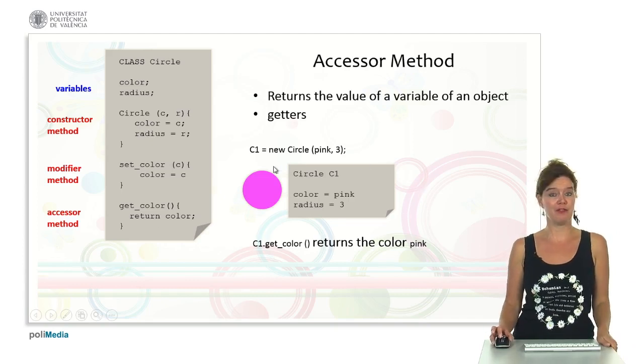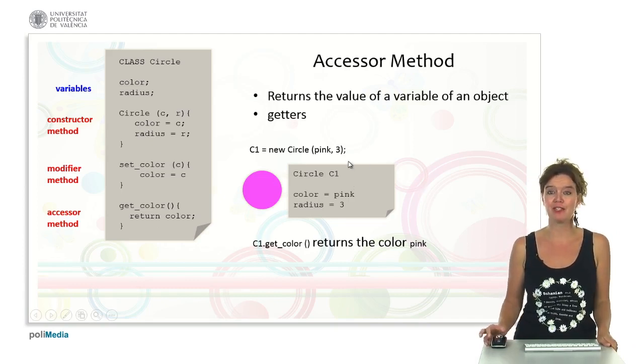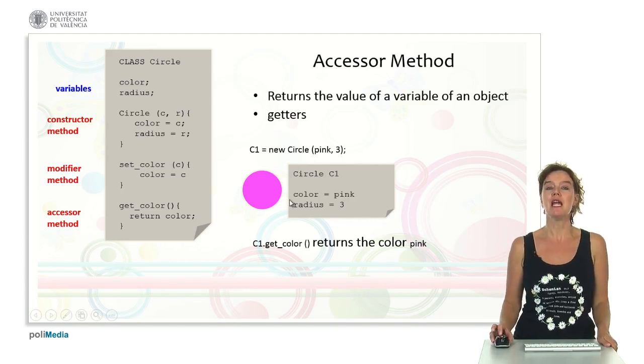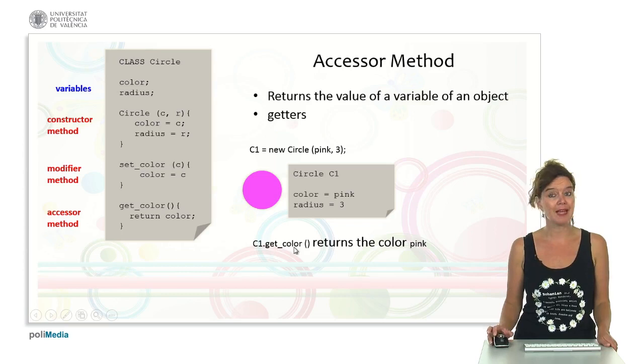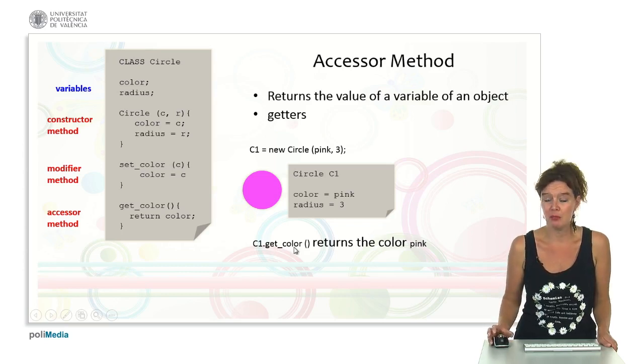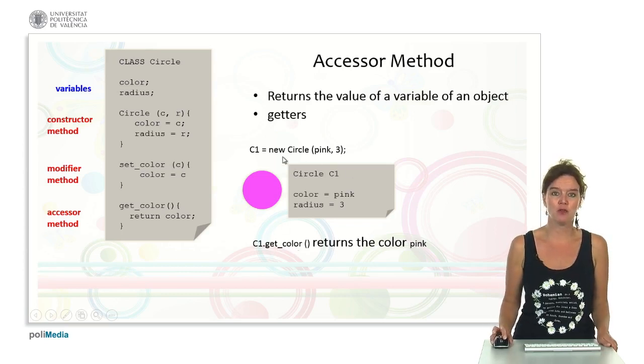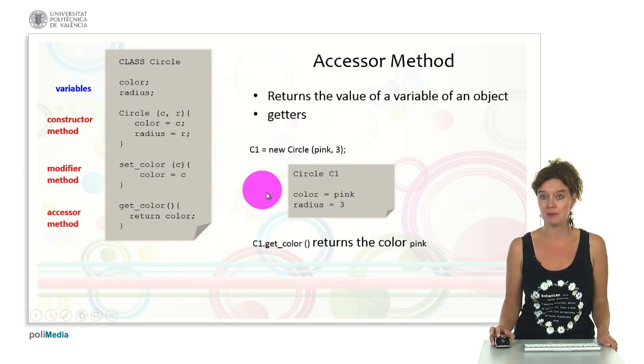Here we have our famous pink circle again with radius 3 that we just created, and now over C1 we call the method getColor, and this will return pink because, as you can see, the state of circle C1 at this moment is that its color is pink.